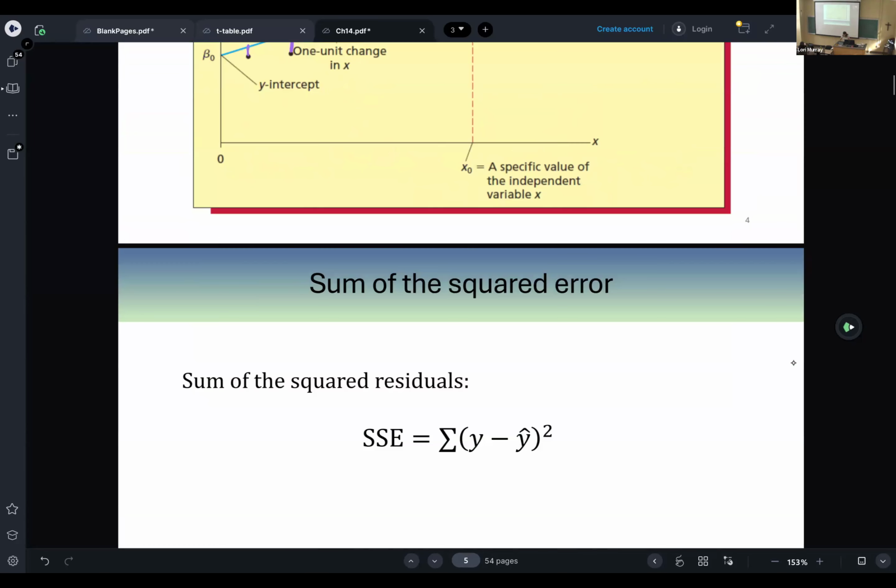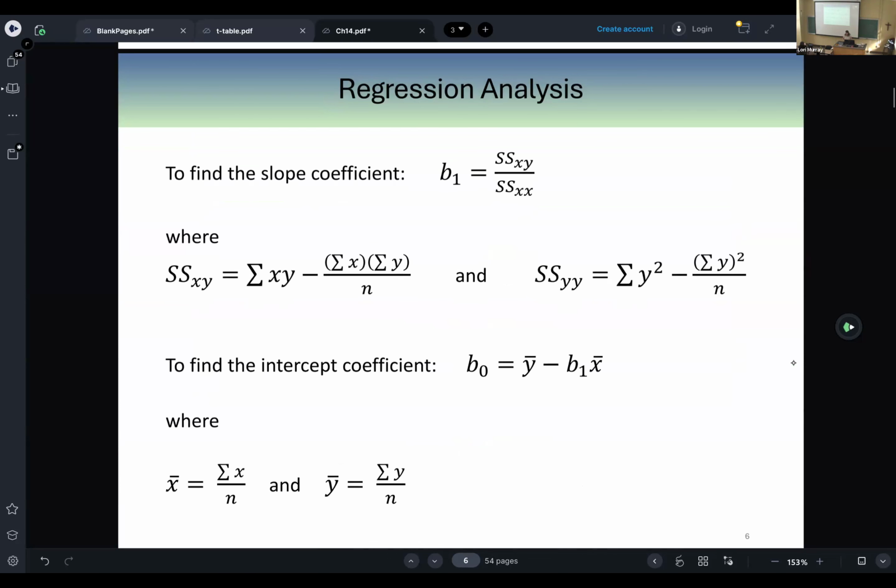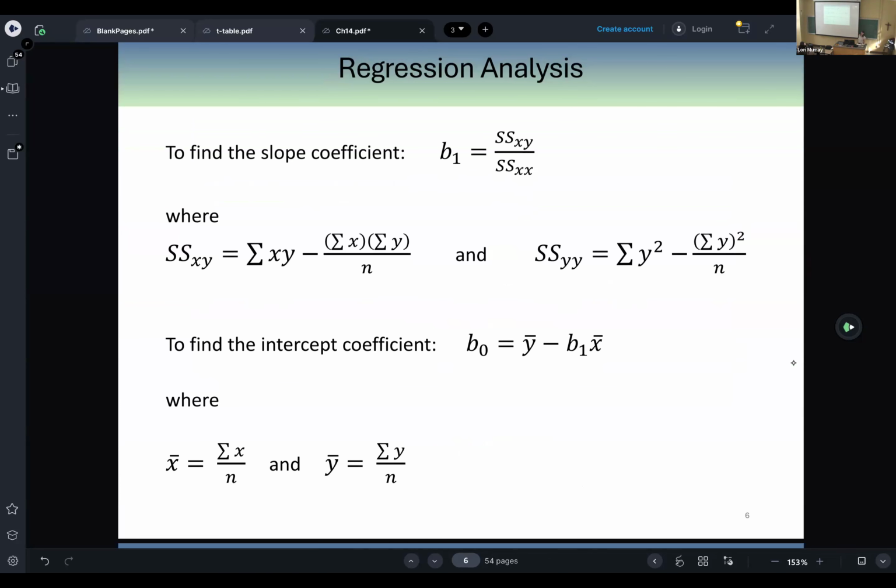Okay, and then here's how we get our slope. Our slope is B1. We get it first because the intercept needs the slope in its equation. So this is the formula for the slope coefficient, where I just showed you the sum of the squares of the xy pairs and the sum of the squares for the y. So actually that should be for the x's. I'm going to fix this. These should all be the x's. The denominator is the x's.